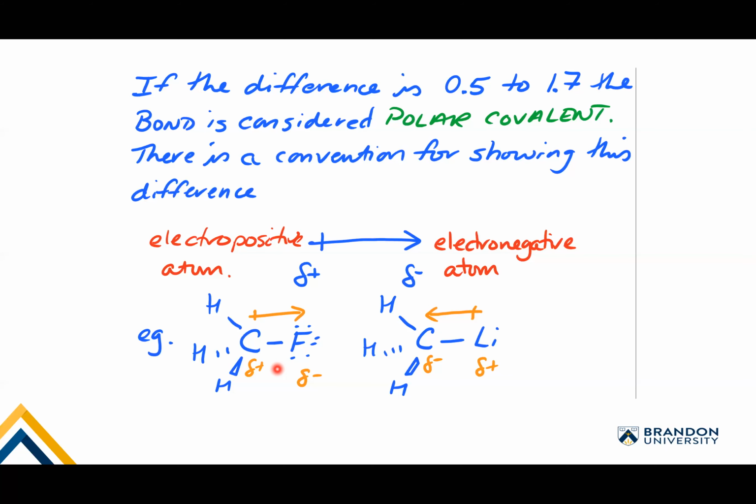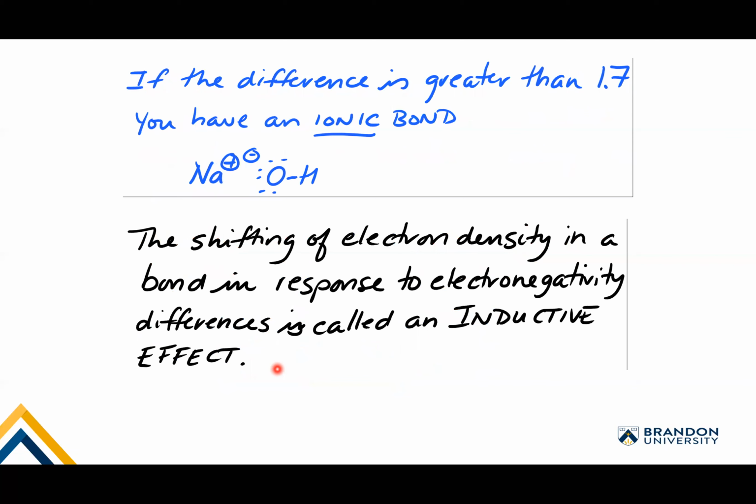So the next part deals with this: if you've got anything above 1.7, I said this before, you've got an ionic bond. A nice example here is sodium hydroxide. The difference in electronegativity between oxygen and sodium is greater than 1.7. So oxygen's bearing a negative charge, and sodium is bearing a positive charge. That would be a pretty straight up example of that.